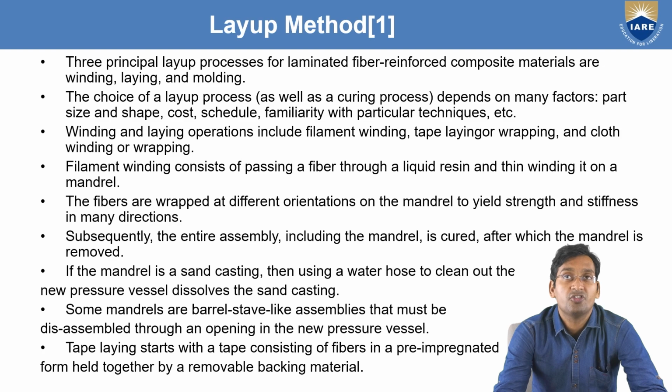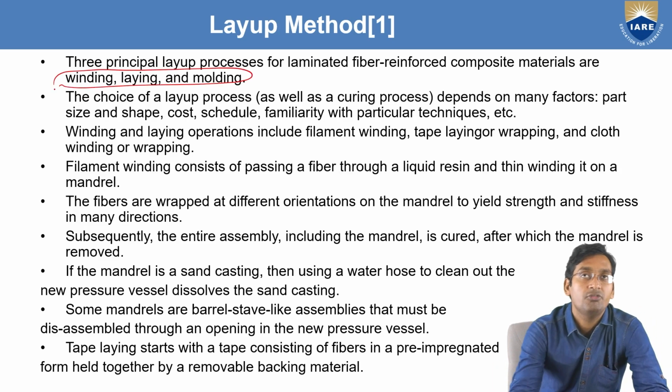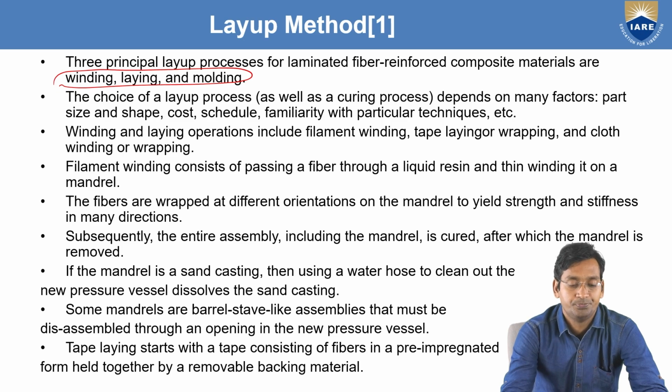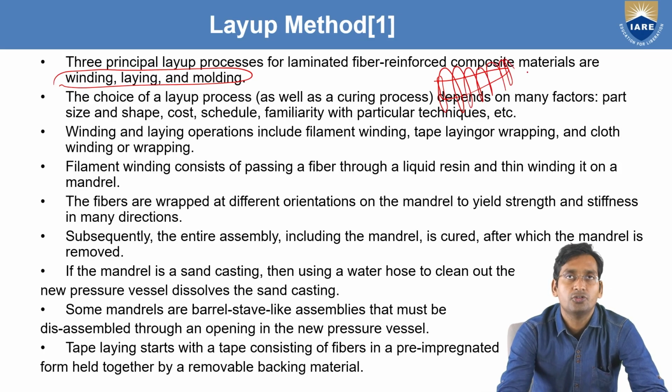Three principal layer processes for laminated fiber reinforced composite material are winding, laying, and molding. So in the layer process, these three methods are there by which we can form a composite. First one is winding. Suppose some matrix is there, and over that, you just wind it. Then that also becomes a composite, and that becomes strong.